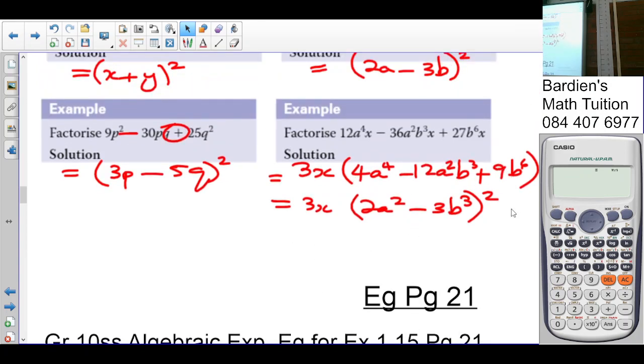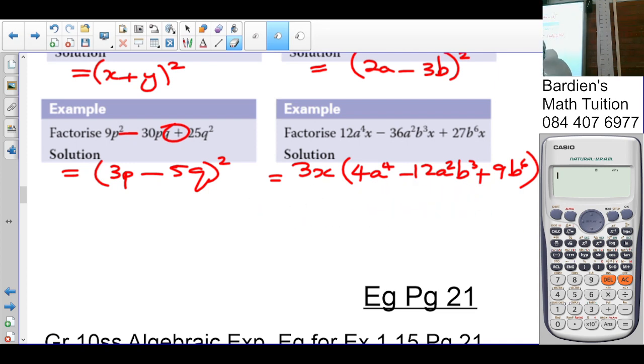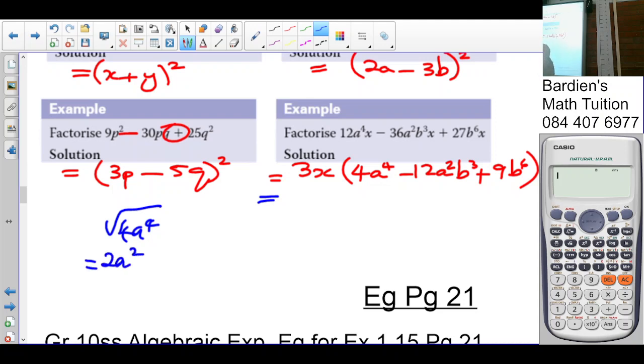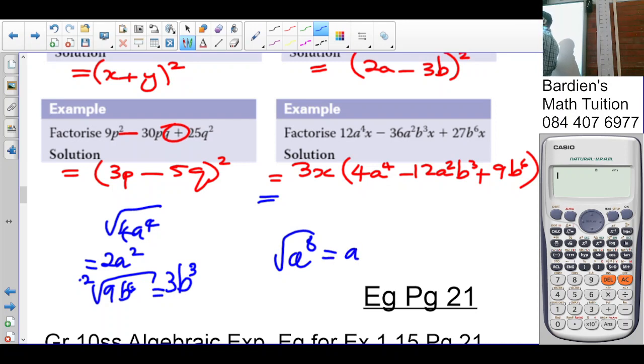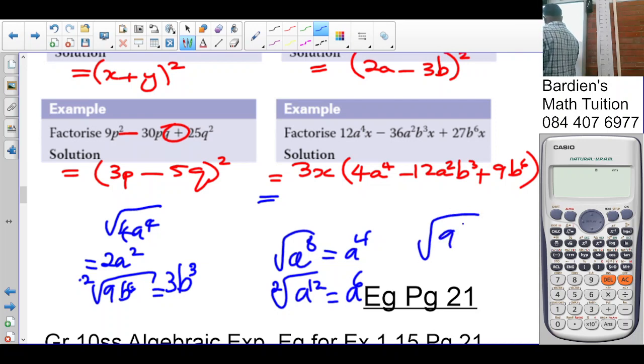The last one, this step here. Okay. So what we need to look at is where there is a perfect square. So you're okay with this? So what is the square root of 4a^4? 2a squared. What's the square root of 9b^6? 3b cubed. So there's a 2: 6 divided by 2 is 3. You understand? What's the square root of a^8? a^4. What's the square root of a^12? a^6. So what's the square root of 9b^6? The square root of 9 is 3, the square root of b^6 is b cubed.